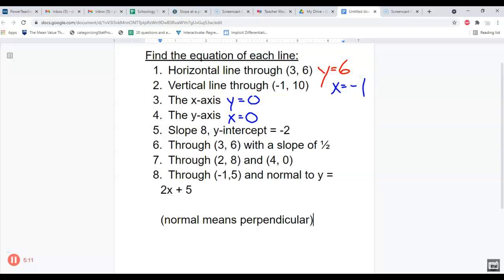Number 5 is literally just y equals mx plus b. So that's y equals slope times x minus 2. And then 6, 7, and 8. Just walking around, you guys do them a little differently than I would.